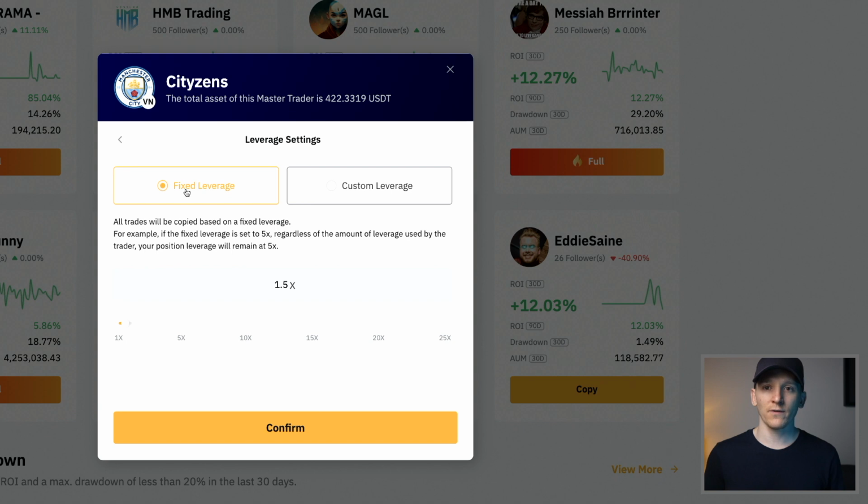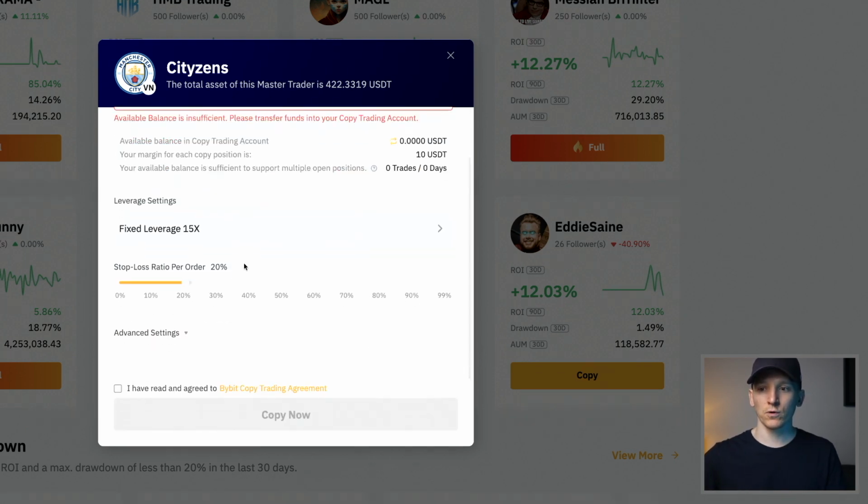So if they're using 5x leverage and you're using 25x leverage, if they make a profit, you'll actually make more profit. Conversely, if they make a small loss with 2x leverage, it's not going to blow up their account. If you're using 20x leverage, it could blow up yours. So I think that's really important here.